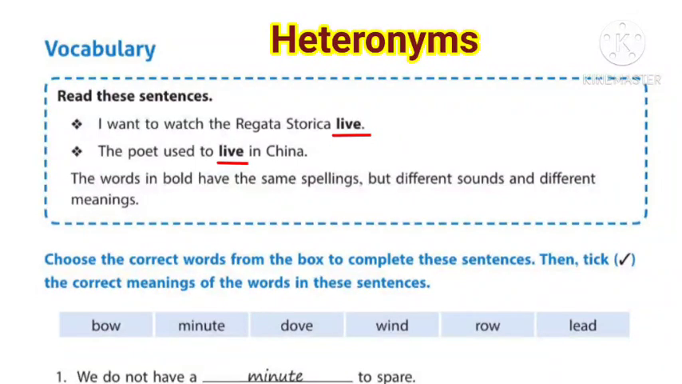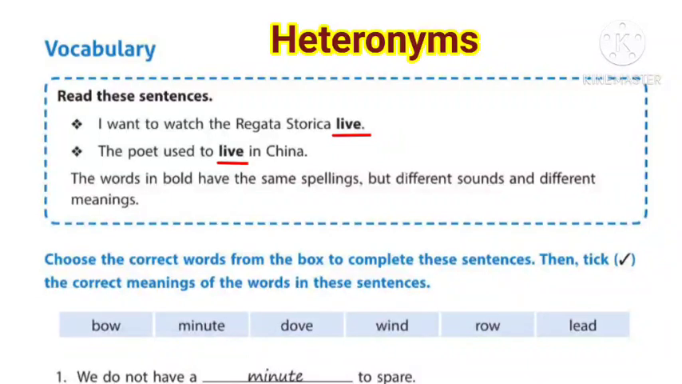So what are heteronyms, children? A heteronym is a word that has a different pronunciation and meaning from another word but the same spelling. I hope you understood what is a heteronym. Still, let's repeat. Heteronyms are words that are spelt the same, meaning they have the same spellings but have different meanings and pronunciation. Pronunciation means they have different sounds. They are pronounced in a different way.